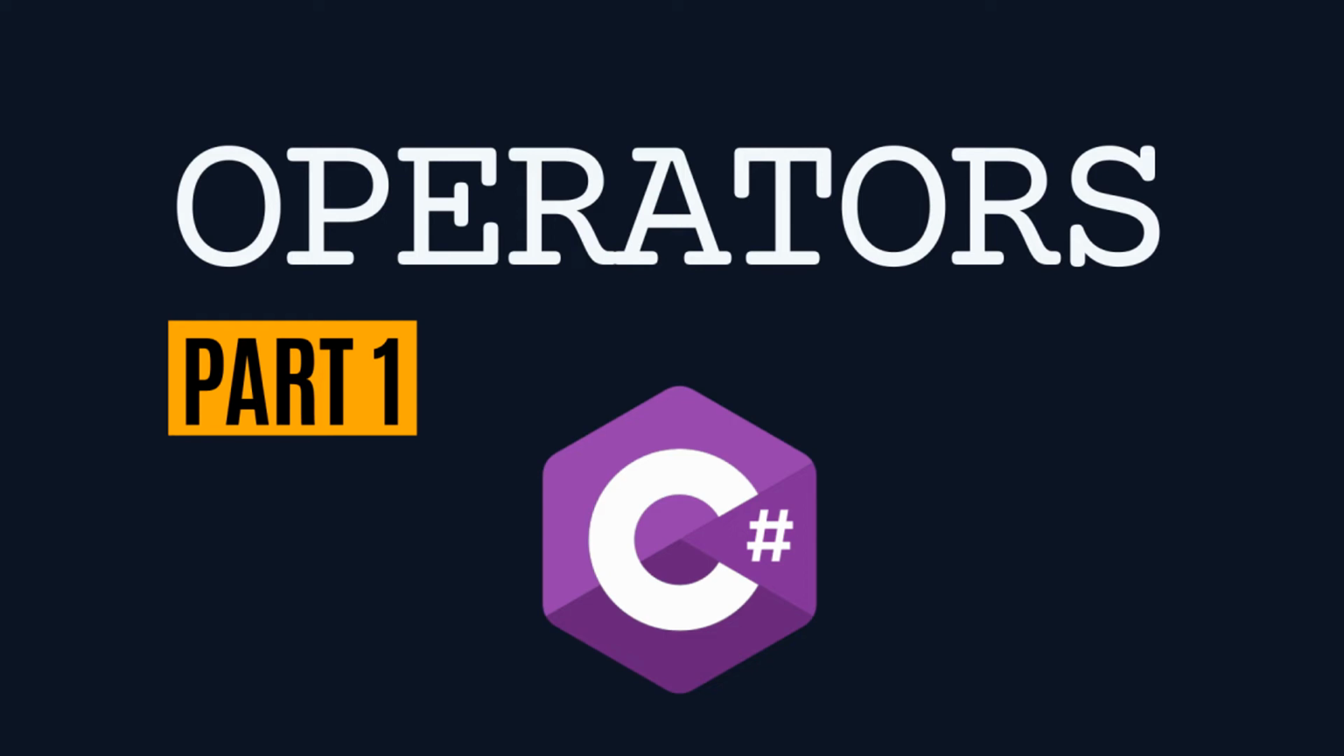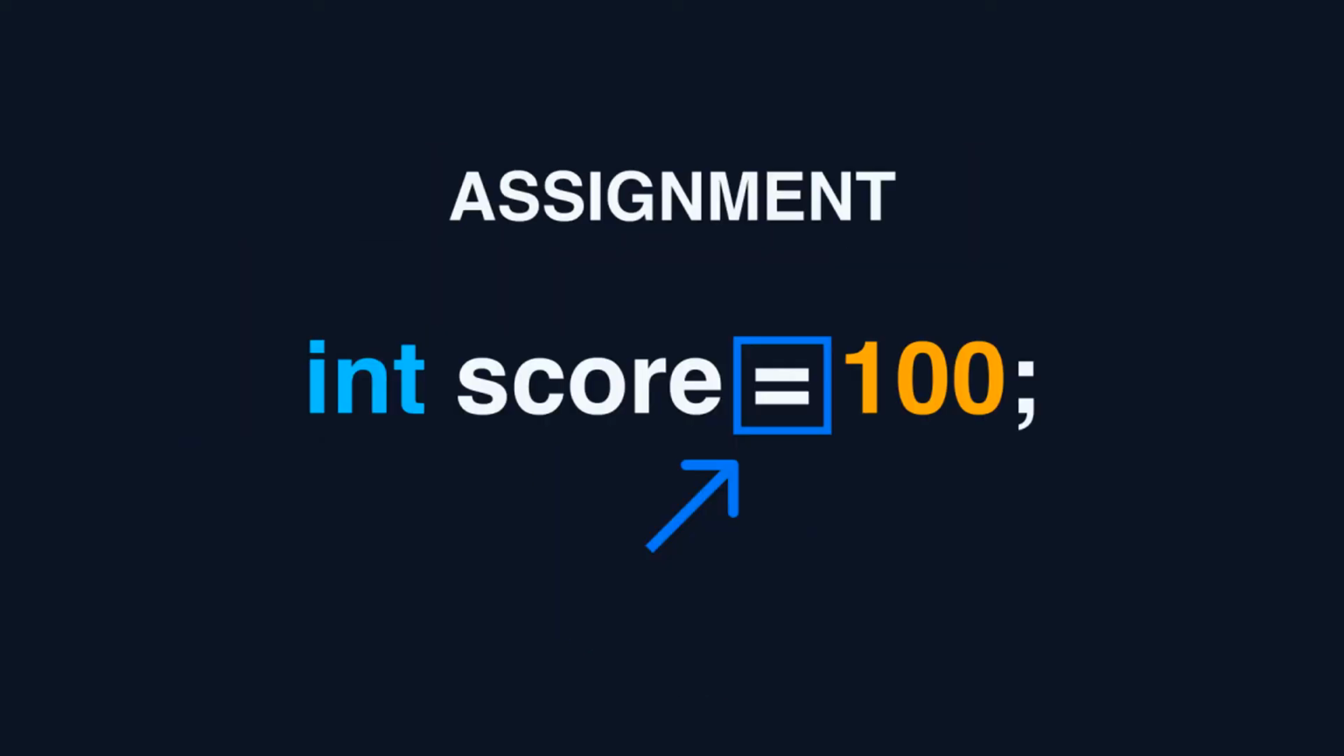Hey guys, so let's talk about operators. An operator is a program element that is applied to one or more operands in an expression or statement. The one that you will probably use the most is the assignment operator. It allows setting or assigning a value to a variable. It assigns the value on the right to the variable on the left.